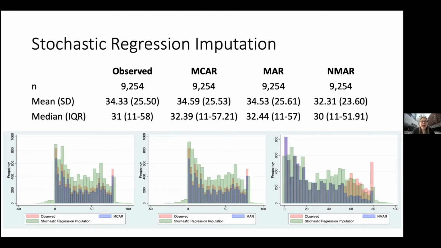However, for the stochastic regression, again, it's the same imputation model, but now adding random error to the prediction. And this is the problem. We can end up with these negative values, or some of these predictions were over 100, which is probably not the correct answer at all. However, we see that on the population level, our actual parameter estimate is pretty close.